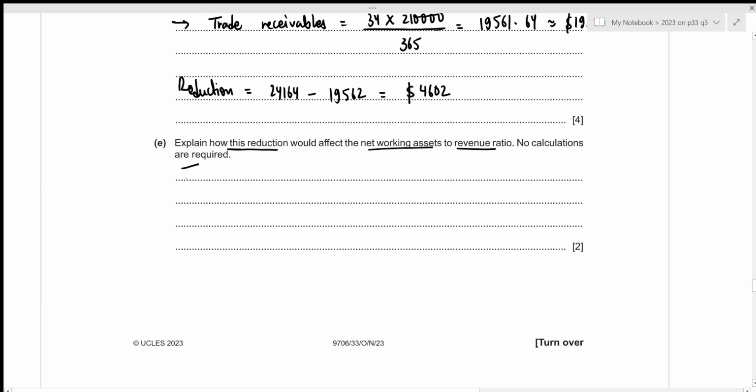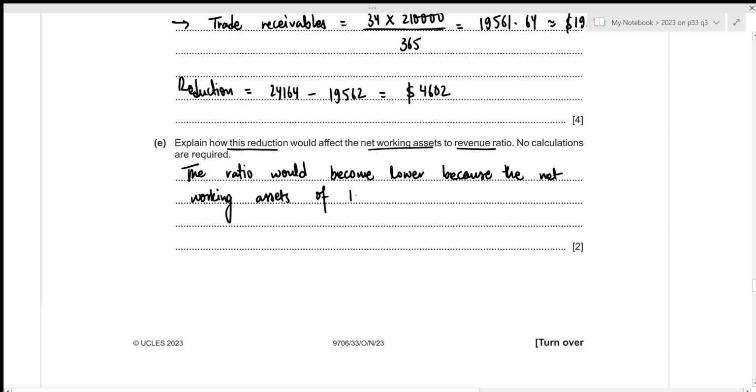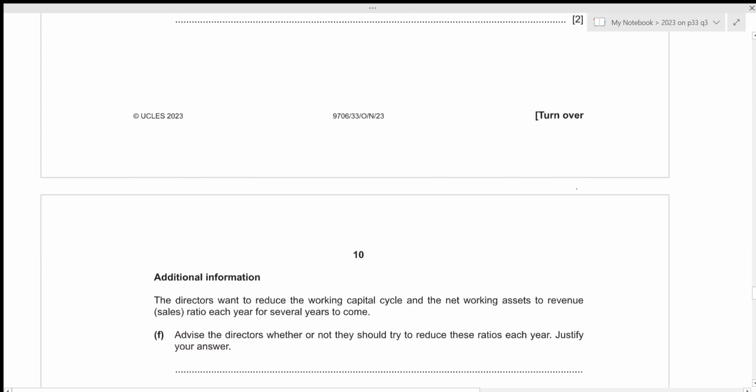The ratio would become lower because the net working assets of the business would be reduced. Okay, that's all for the fifth part.